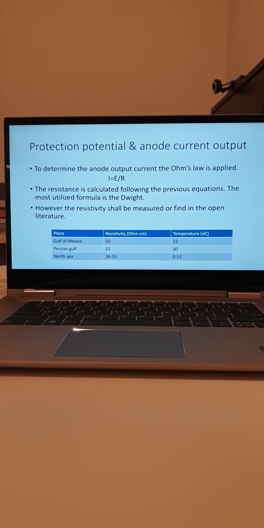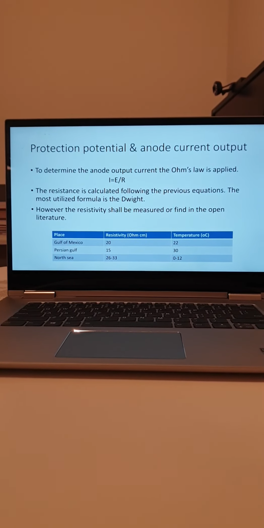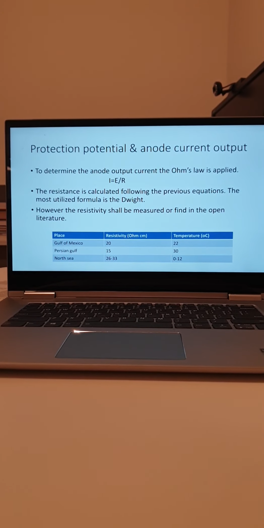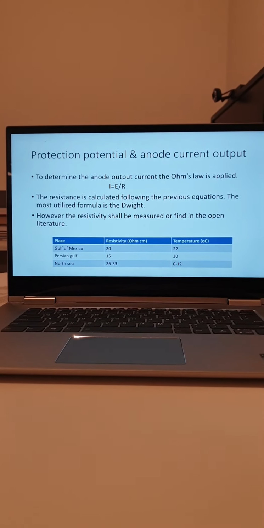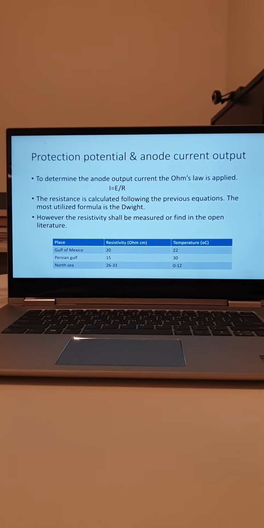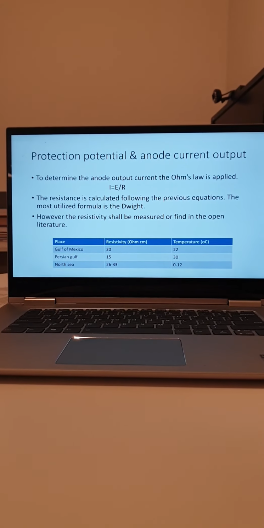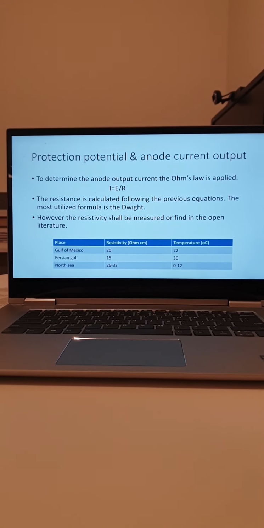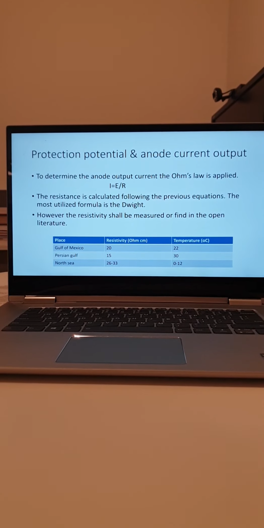However, the resistivity shall be measured or found in the open literature. So there are some examples of the resistivity. Remember, we said at the beginning of this presentation that the resistivity is very important. And it's not the same, the resistivity in the Gulf of Mexico versus the Persian Gulf versus the North Sea, or any other electrolyte that you want to measure. It also depends on the temperature. We see that the Gulf of Mexico is 22, the Persian Gulf is 30 Celsius, and the North Sea is basically 10 degrees C. That's very important to know.